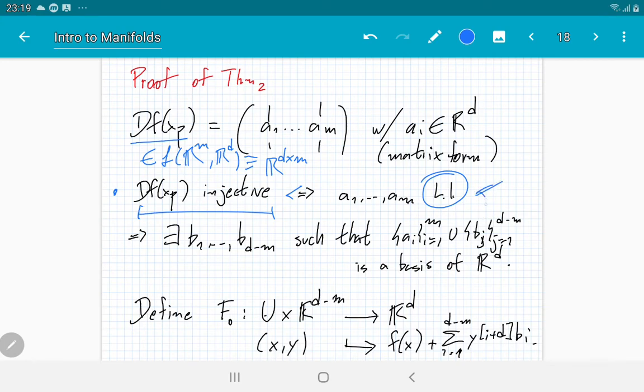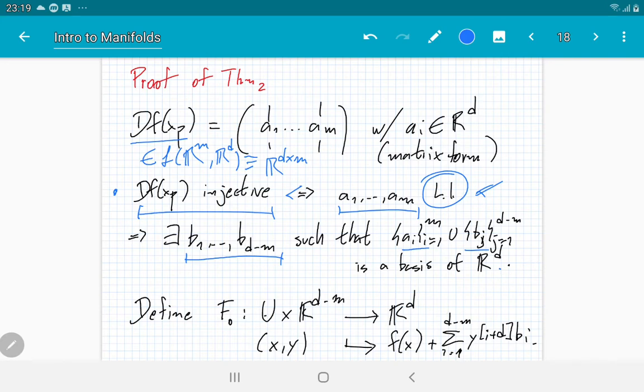Okay, so here I have linearly independent columns. Well, what does that mean? It means that if I have a linearly independent set in a vector space, I can always complete it to a basis. So I can add new vectors here, such that the whole set of d vectors that I get, the ai's and the bj's, is going to be a basis for Rd.